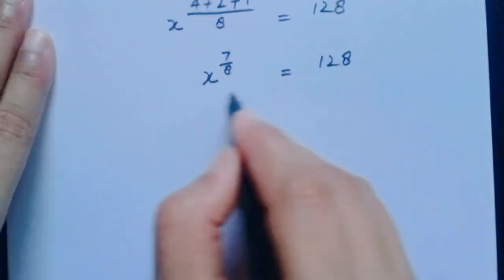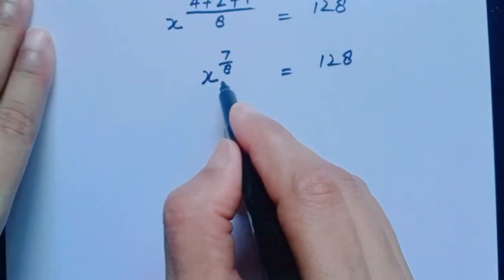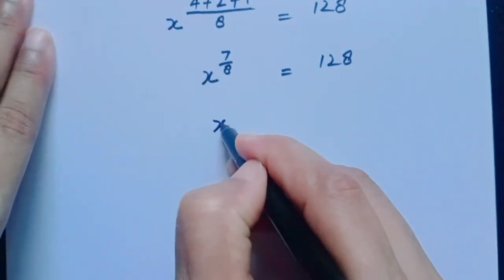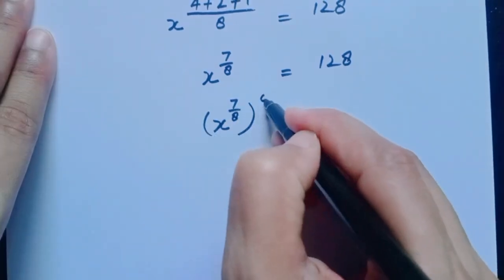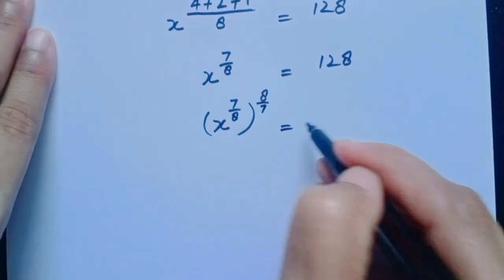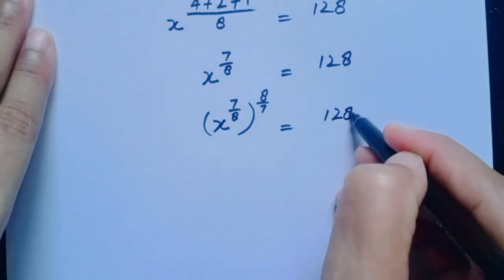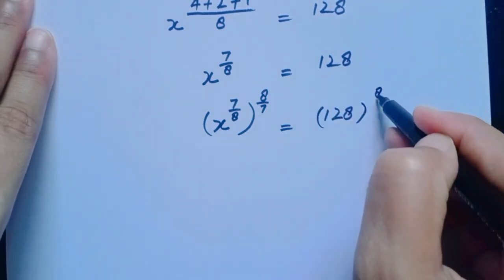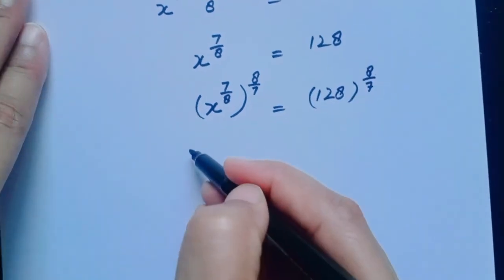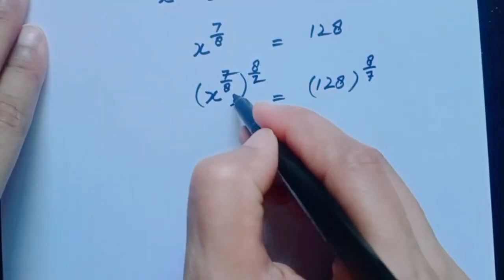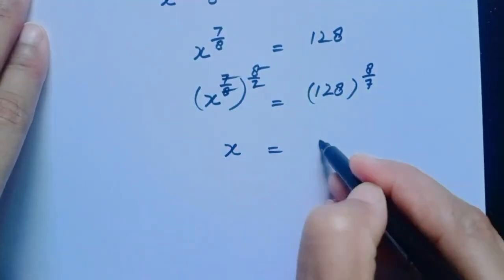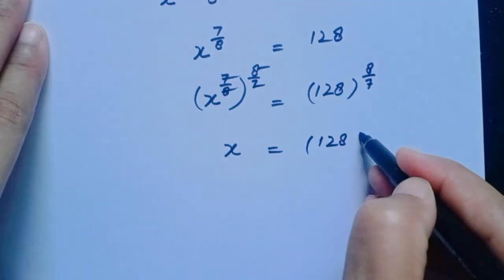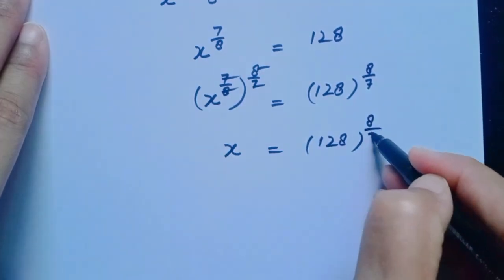At this step, we will raise both sides of this equation to the power 8 over 7, the reciprocal of this power 7 over 8. So we raise x power 7 over 8 to 8 over 7, equal to 128 power 8 over 7. Here 7 goes with the 7 and 8 goes with the 8, and we are left with x is equal to 128 power 8 over 7.